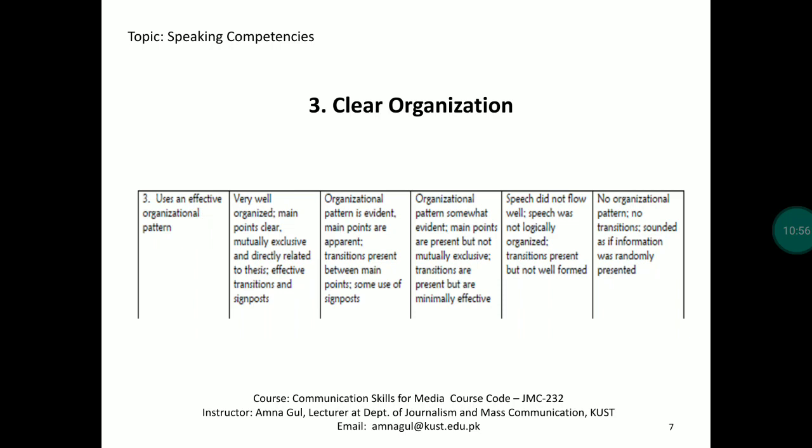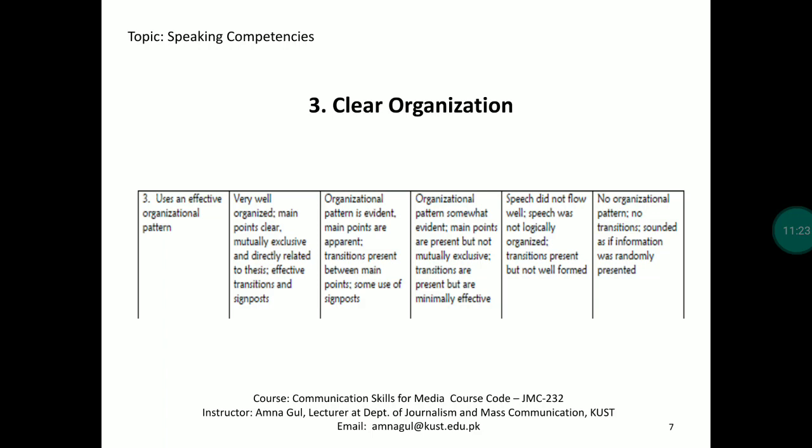The third competence, clear organization. So a student uses an effective organizational pattern. An advanced level student is very well organized, his main points are clear, and the points are mutually exclusive as well as directly related to whatever the topic is. And there are effective transitions and signposts.